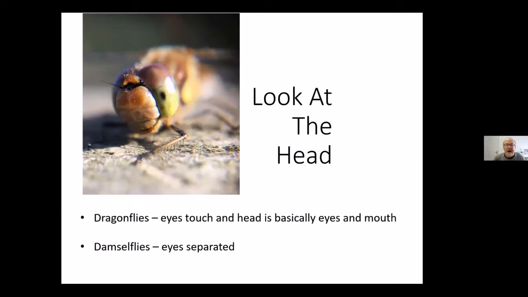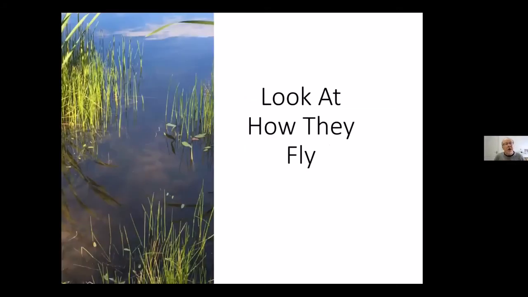So dragonflies, their eyes touch, whereas damselflies have their eyes on each side of their head like Princess Leia's hair, or somebody with those big headphones on. Eyes on the side of the head mean it's a damselfly. Eyes that meet together at the top mean it's a dragonfly. You can also, of course, just go by how they're flying. So damselflies, it's very weak, very brief flight.